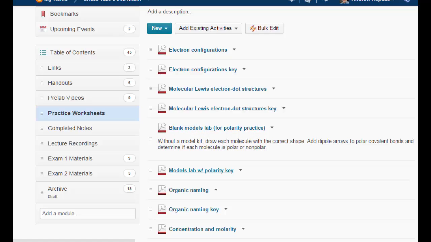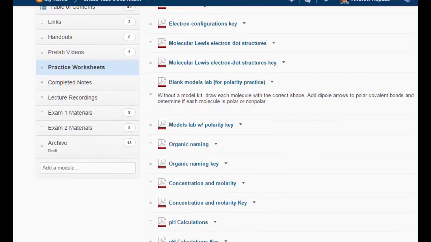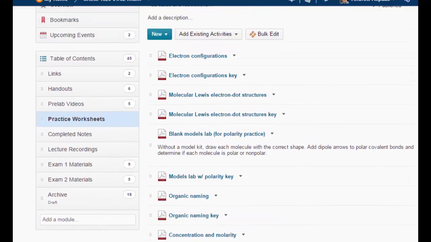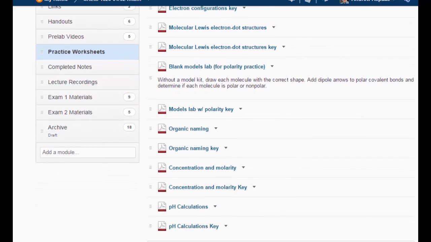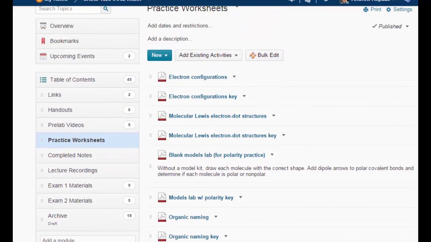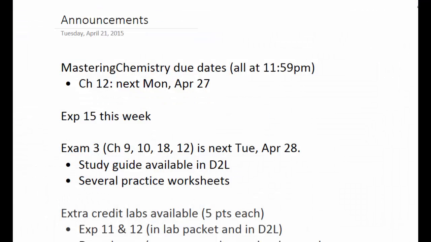So, and then I have a key for that. Organic naming with a key. So chapter 18. This would be an excellent one to go through because it'll have you write the names and draw the structures. It has you go both directions. And it has you do line structures and those condensed structures, which you'll probably need a little bit of practice on. Okay, so probably up through that point. Concentration and molarity, those things are coming later. So up through that point is going to be excellent practice for the exam coming up.